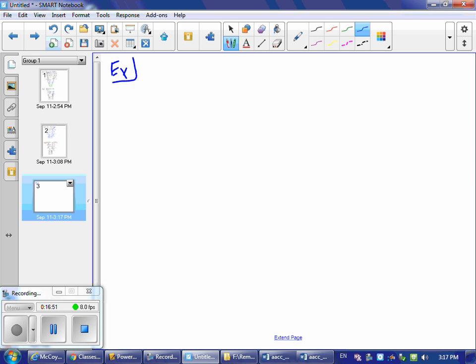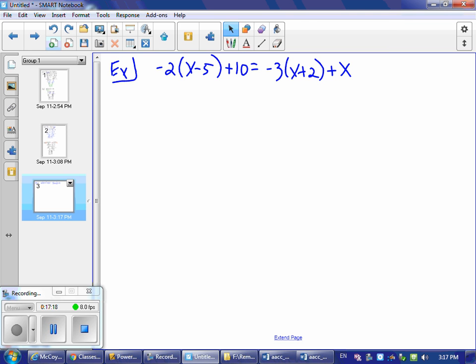So our next example is going to be -2 times the quantity of x minus 5 plus 10 equals -3 times the quantity x plus 2 plus x. All right, let's see what happens here. Again, simplify first. Get rid of the parentheses if possible.